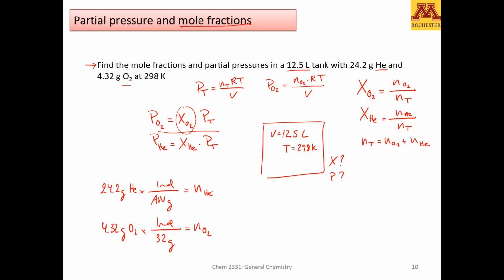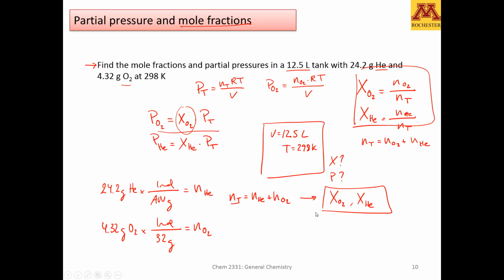Notice that from here we can calculate the total number of moles. The total number of moles will be the moles of helium plus the moles of oxygen, and therefore we can calculate the fraction of oxygen and the fraction of helium by using the equations up here. So we have the total number of moles, and we are able to calculate the fractions.